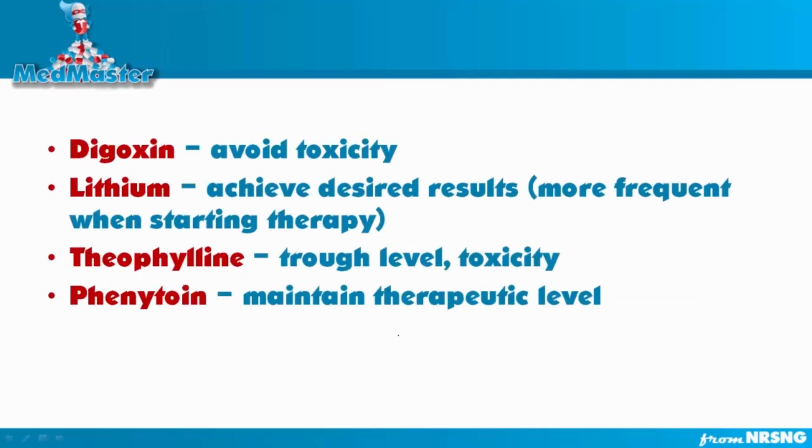Okay, now why do we test these levels in these specific drugs? So with digoxin, we want it to be that 0.8 to 2 to avoid toxicity, right? And if you get a pharmacology question on the NCLEX, there's a good chance you're going to get one about digoxin toxicity. And what they may tell you is the patient's digoxin level is 2.5 and they're experiencing visual disturbances.